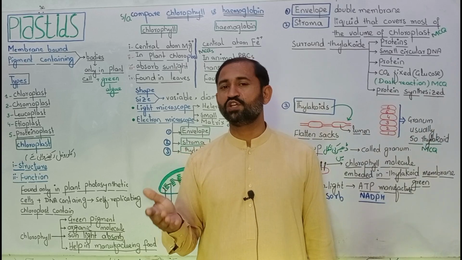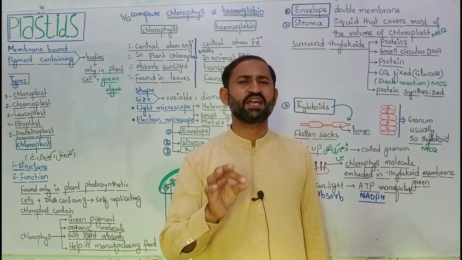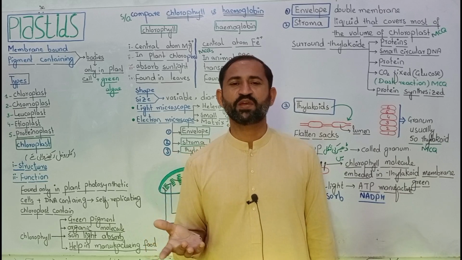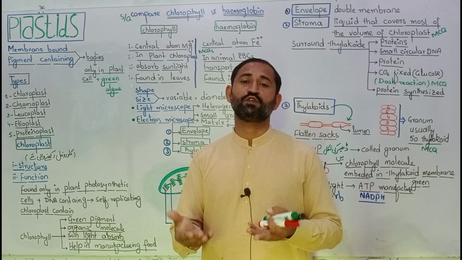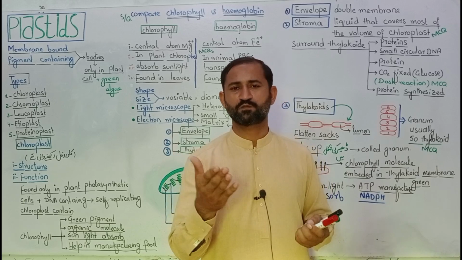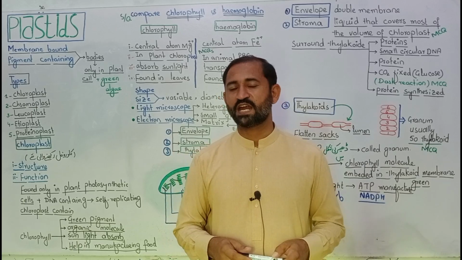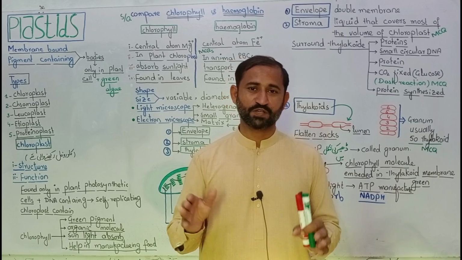Whereas the last one is leucoplast. They are colorless, triangular or different in shape. They are usually found in the roots of plants, where they are used for the storage of carbohydrates, protein and lipids. That was all about plastids.